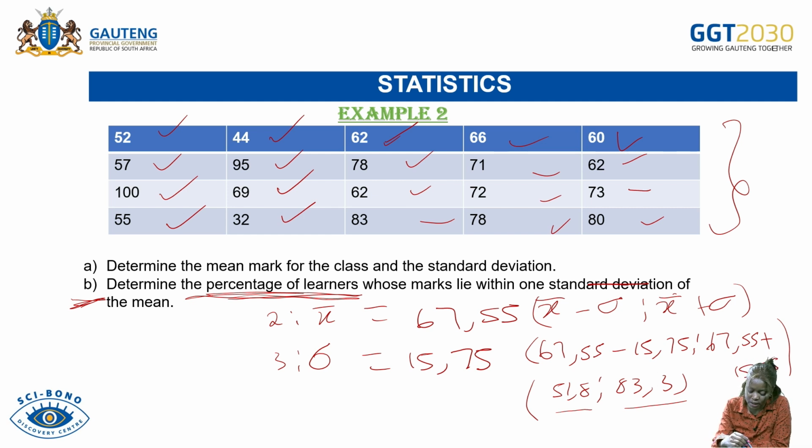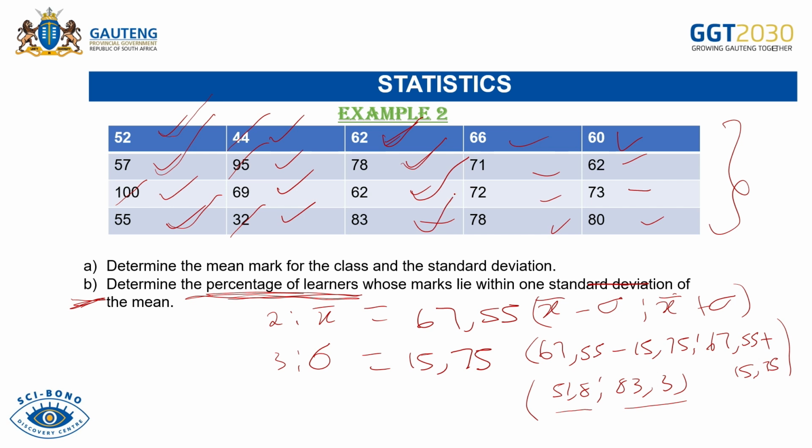Okay, so 52 is above 51.8, and it's less than 83. 57 is also included, but 100 is not included because it's above the 83.3. 55, that one is in, and then 44, it is less than 51, so that one is out. 95 is also out because it's above 83.3, and then 69 is in, and then 32 is less than, so it's out. 62 is above 51.8 and still less than 83.3, so that one is in, and then 78 is also in. 62 is also in.